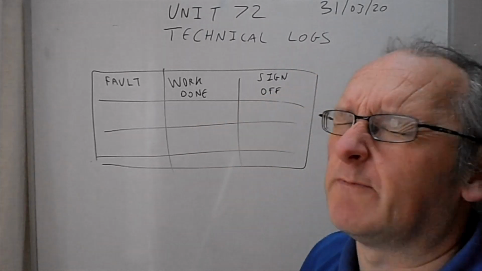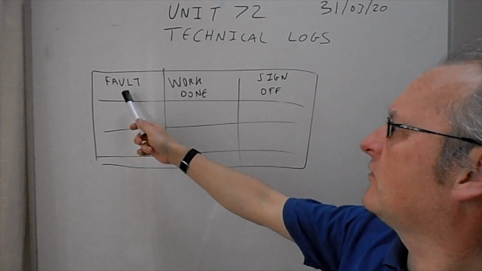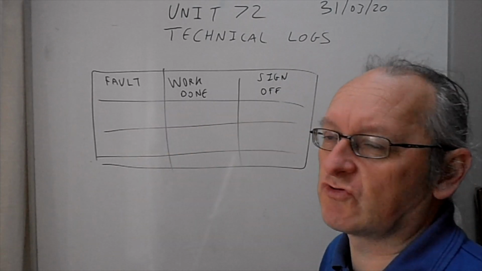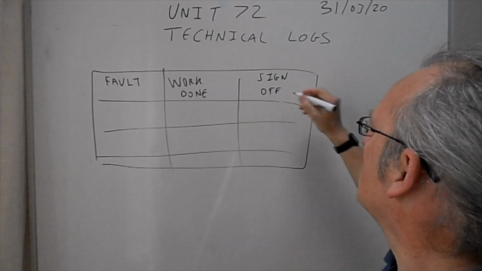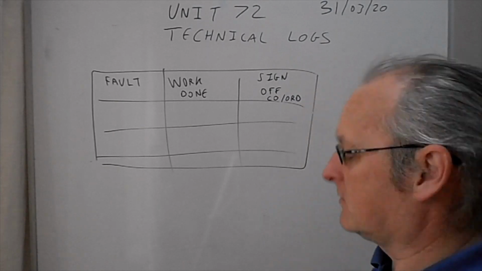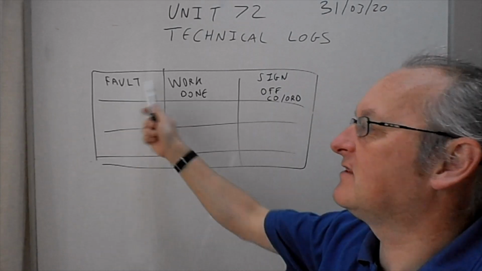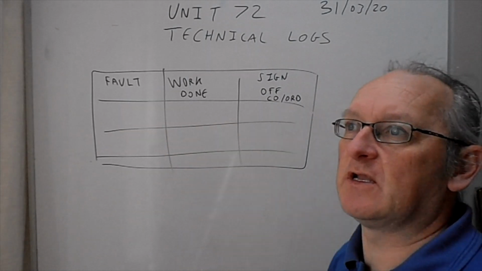Now on this side of it, you've got the fault, you've got the work done, you've got the signature box. The signature box on this will be signed by a coordinator. So you'll have the fault on the aircraft, and that could be anything. You can write anything in there. Generally these are filled in by the aircrew.